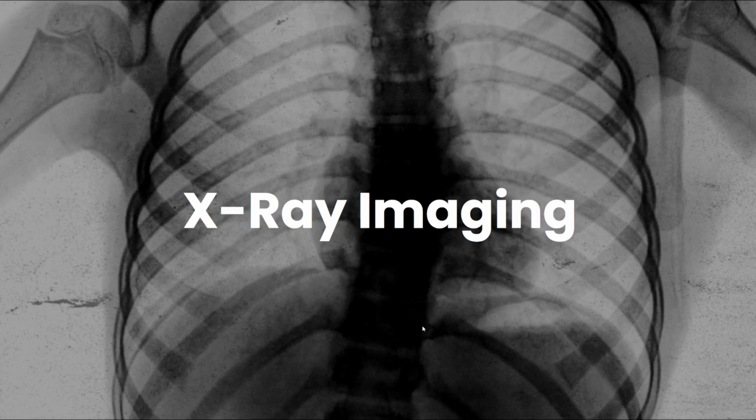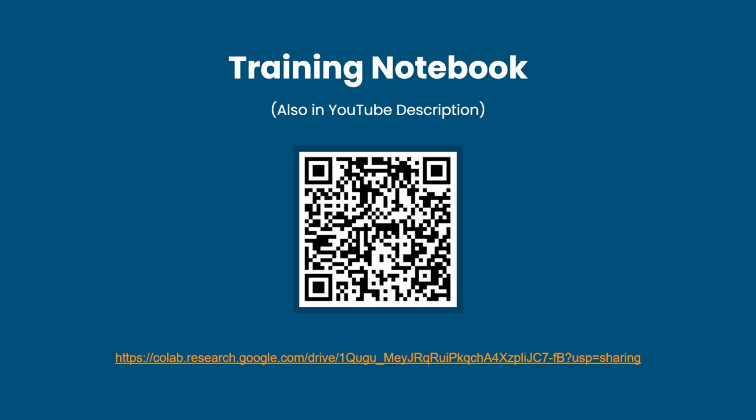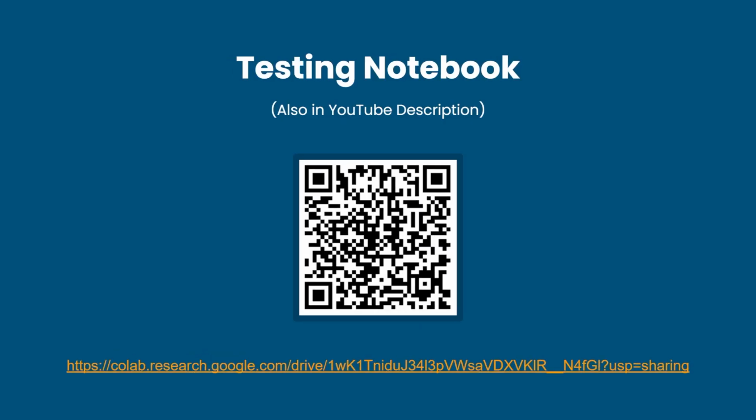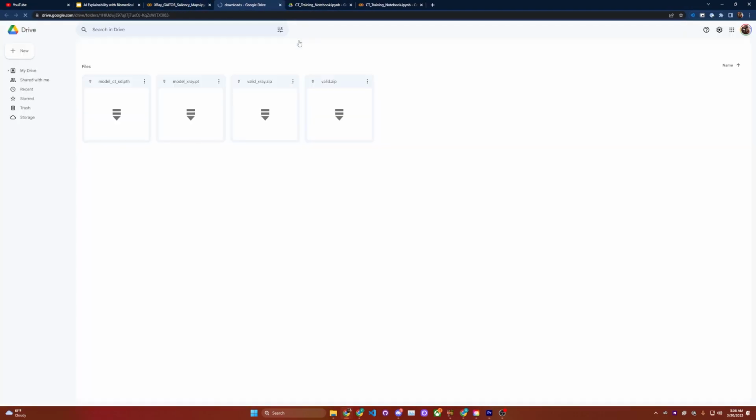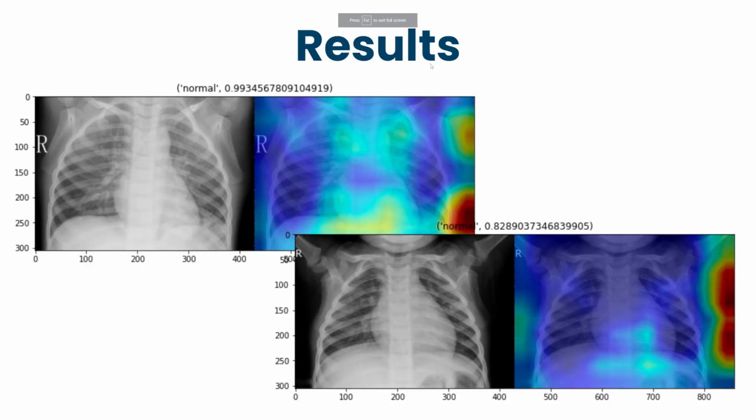Our second results are the X-ray imaging. Same thing here. You go to the training notebook and you go to the testing notebook. This is where in the testing notebook we link you to models. So basically you can go to this folder and then you can put these models into the notebook and it'll work. So these are the results for the X-ray notebook.